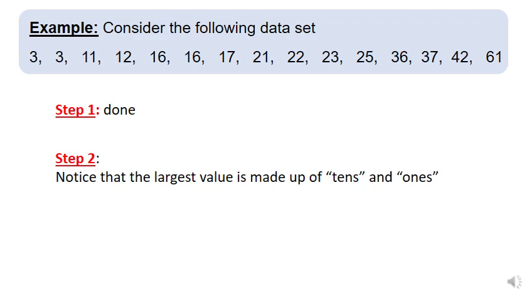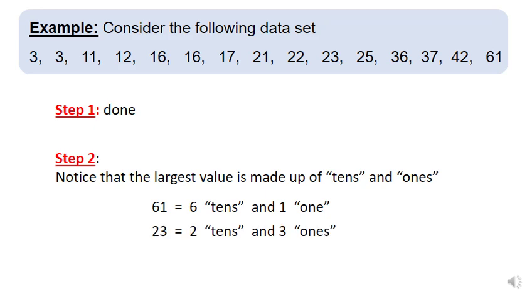So notice that our largest value, usually the best way to start, is made up of tens. There are 6 tens and some ones. There is 1 one. So for example, 61 is made up of 6 tens and 1 one. 23 is made up of 2 tens and 3 ones. And notice the smallest value there, 3, is made up of 0 tens and 3 ones. So 3 can also be expressed in terms of tens and ones. It's no tens and 3 ones.